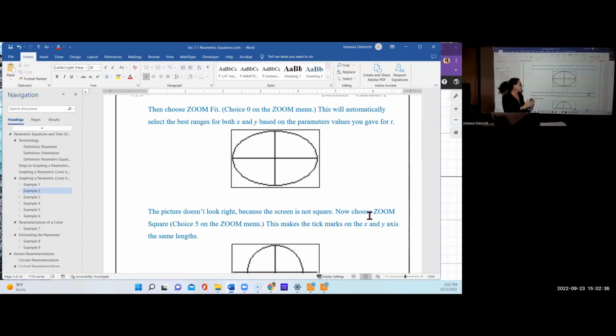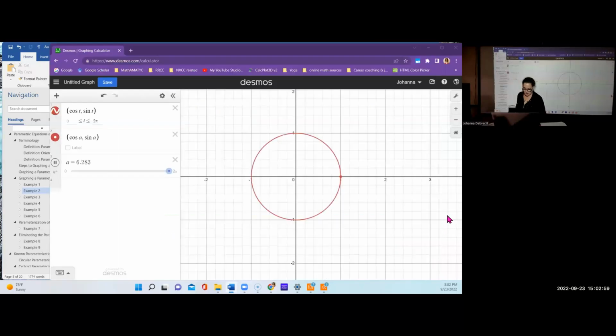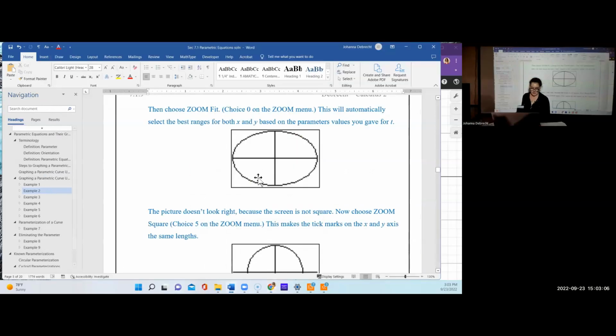Now in the upper right-hand side, you'll see dots kind of going down and down and down, and it's thinking about the best possible X window and the best possible Y window for the values of the parameter between 0 and 2 pi. And it produces this picture right here, which we know is not correct because we've already done this in Desmos and we know it's a circle. And this does not look like a circle.